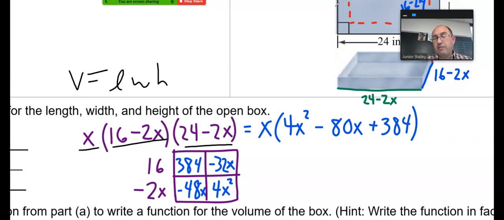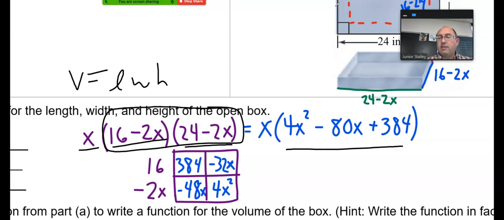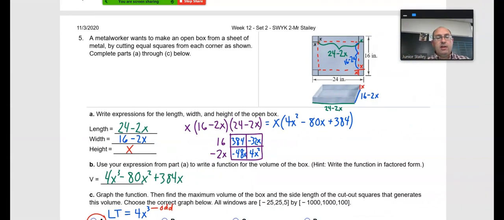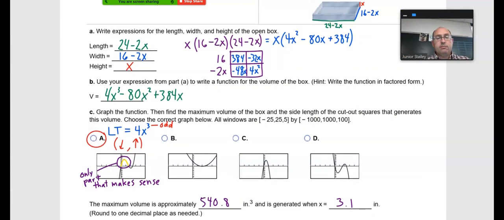you'll notice I put them in kind of reverse order. Big deal. I decided to multiply these two together first, and when I did that, I got 4x squared minus 80x plus 384, and then I distributed the x last. Seems pretty straightforward. And so that's what I ended up with for my volume.